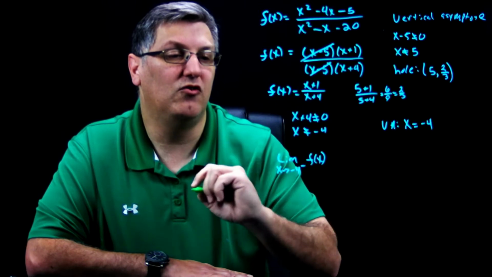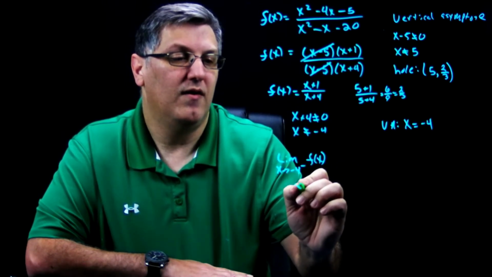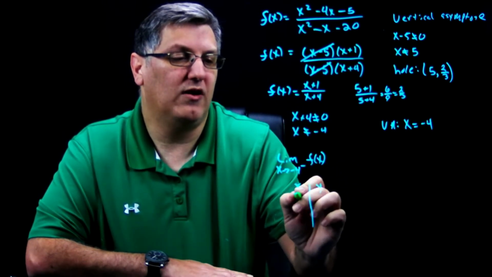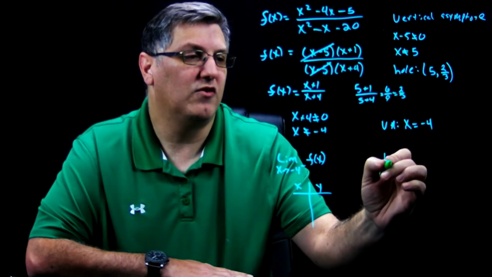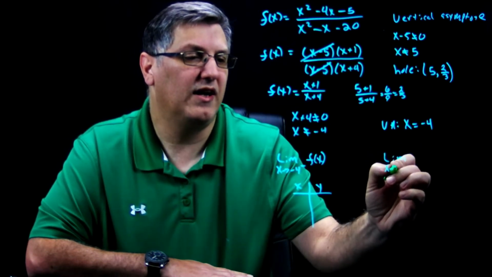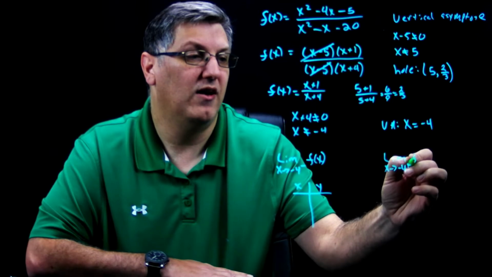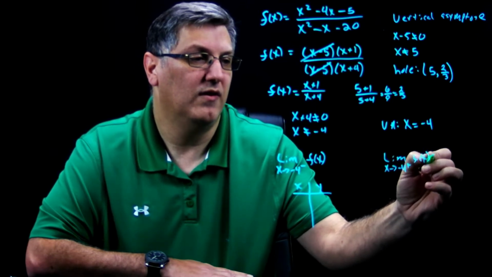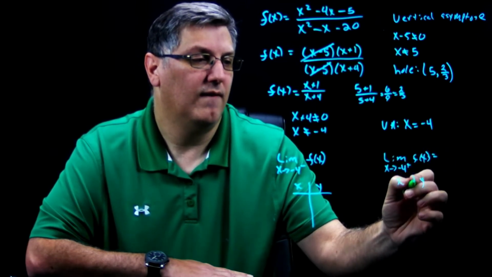I'm going to use my reduced function. So I'm going to do an x and a y table. And then I'm going to say the limit as x is approaching negative 4 from the right of my function. I'm going to use a table.